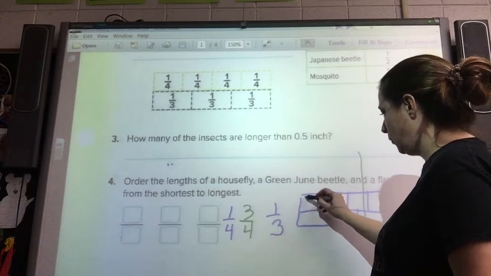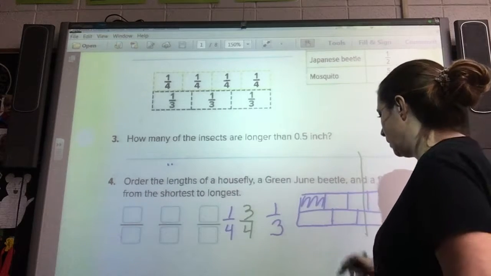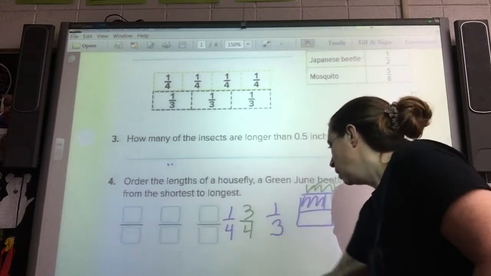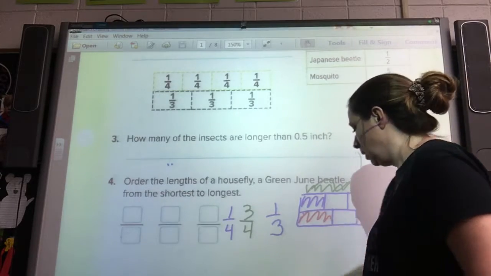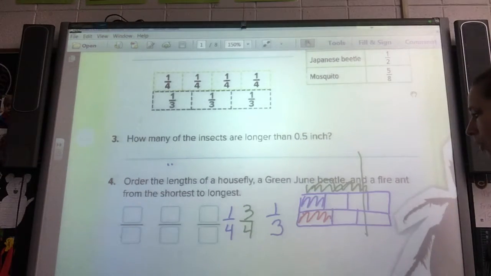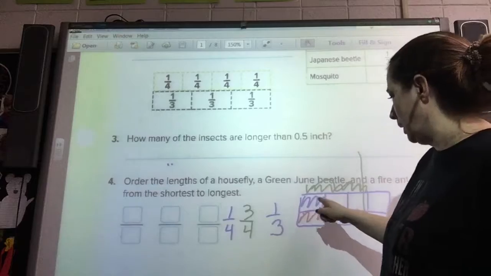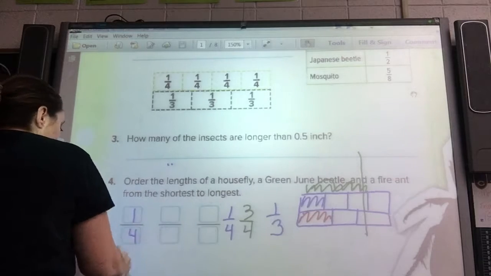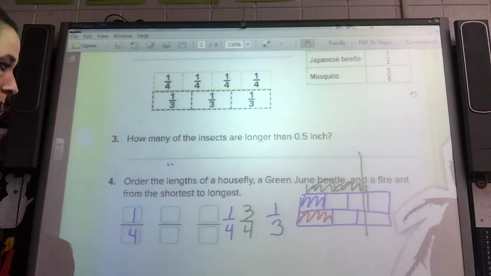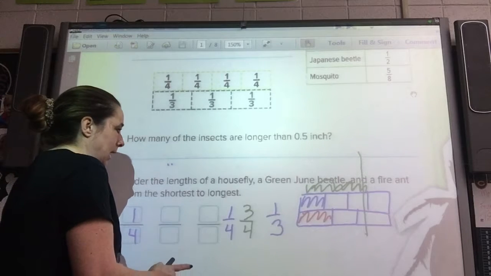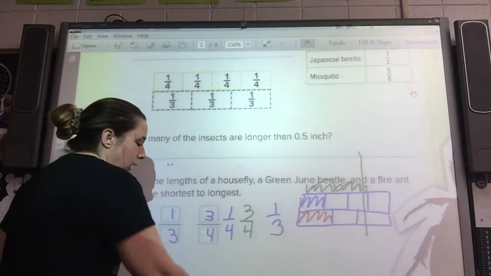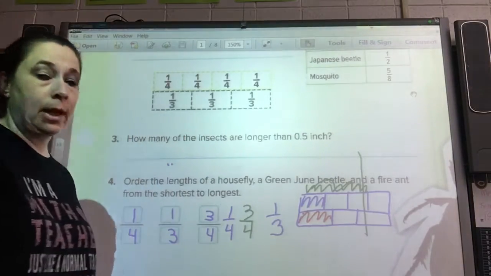All right, we've got 1/4. We've got 3/4. I'm doing it above so you know which one's the difference. And 1/3. So if we had to put them from shortest to longest, which one would be the shortest? That would be the 1/4, which is the housefly. So we're going to put 1/4 in this spot. And then what would be the next shortest? Right, 1/3, and that was the fire ant. And then last but not least is 3/4. 3 out of 4 is pretty close to an inch, okay?